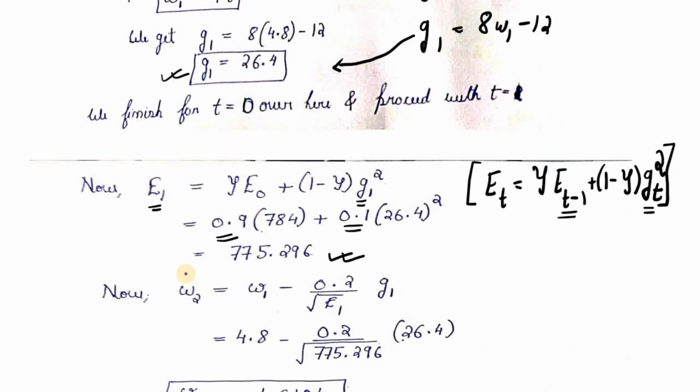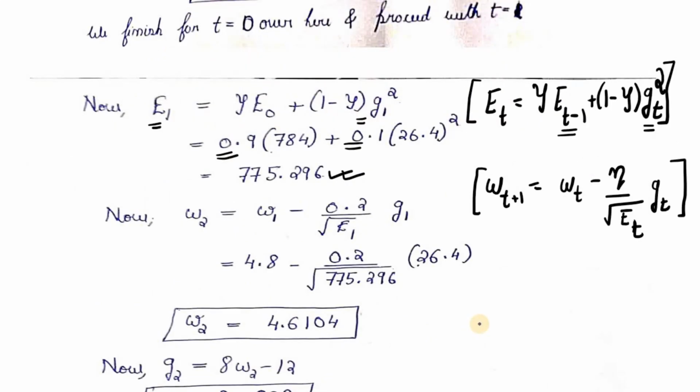Now we do the updation rule. The updation rule will be derived from here. We put t as 1 over here. We get W1, which we mentioned over here. The value of eta was 0.2, which is constant. E1 we just derived. The denominator will be E1, and G1 will be like we derived it previously in the previous step. We solve it, we get the value of W2 as this.